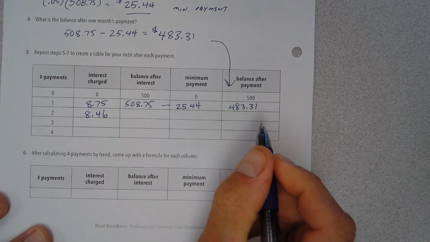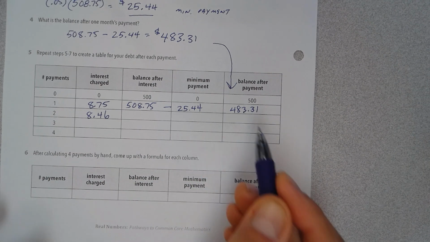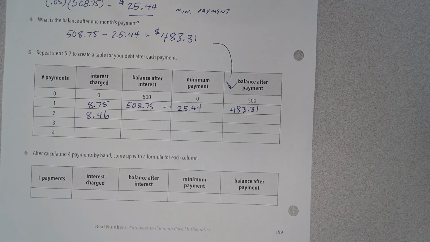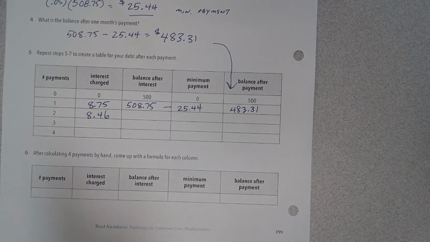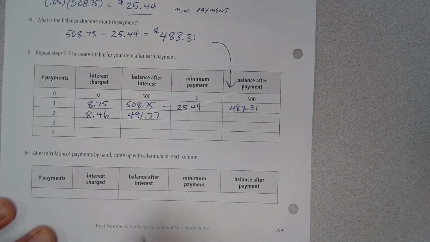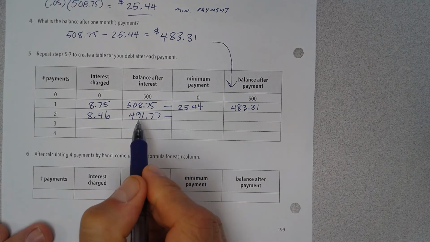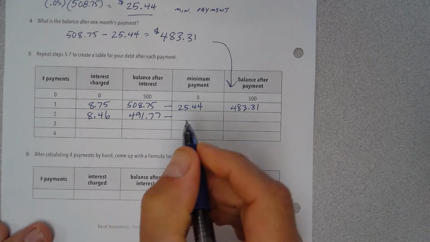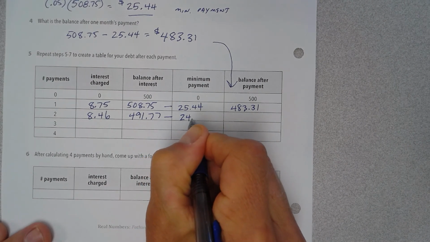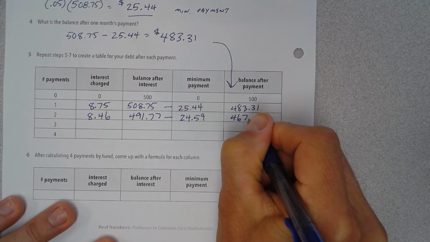So our balance after interest, we have to add this $8.46 to this balance after payment of $483.31. So 483.31 plus 8.46. We get $491.77 is what we owe the bank after interest. We have to make a minimum payment of 5%. So let's find out 5% of this $491.77, and 5% is $24.59. So 491.77 minus our minimum payment, $24.59, and we get 467.18.